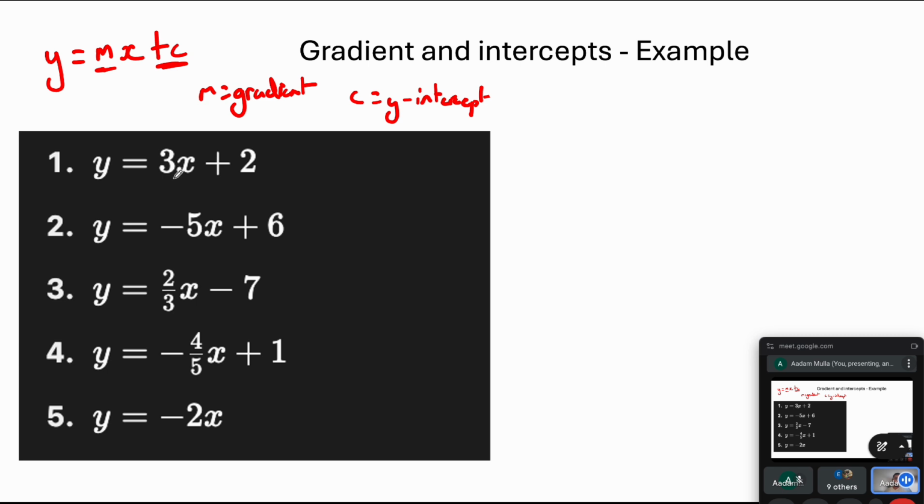For the first one, the number before the x, the coefficient of the x, is the gradient. So the gradient here is 3. M is 3. And the y-intercept, where it crosses the y-axis, is this bit on its own. It's called a constant because it never changes. It's just this number, and it'll never change because there's no x, or there's no variable, there's no letter next to it. So the y-intercept, the c value, is 2. And if you needed to know the coordinate that it would cross at, it would be at 0, 2.